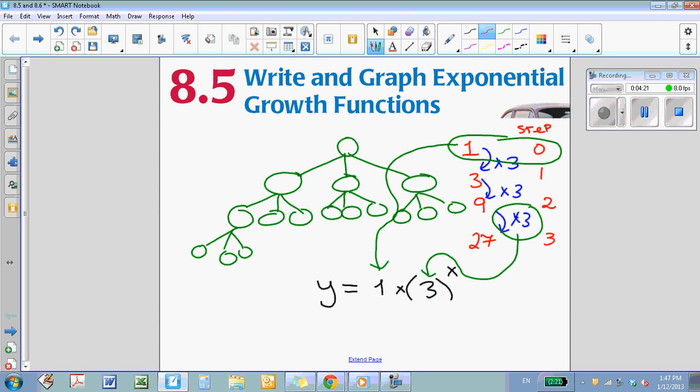The reason why the first number is always step 0 is because think about what happens when you replace the exponent with 0. Anything to the 0 power comes out to be 1, so the answer will always be the coefficient, this value here. So that's why the initial value is always going to be this number here.